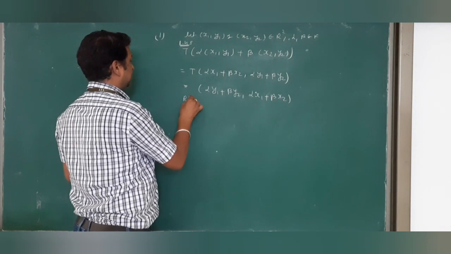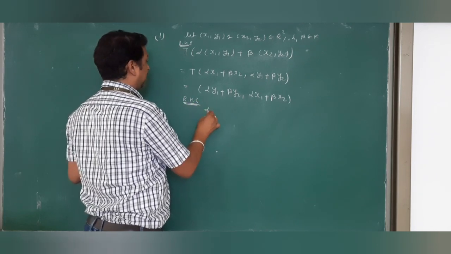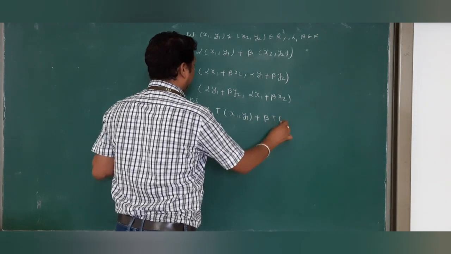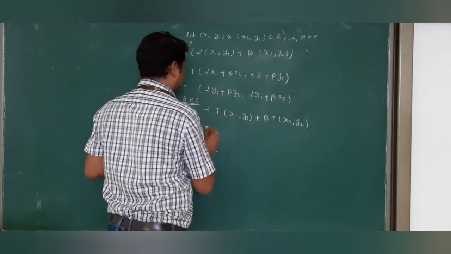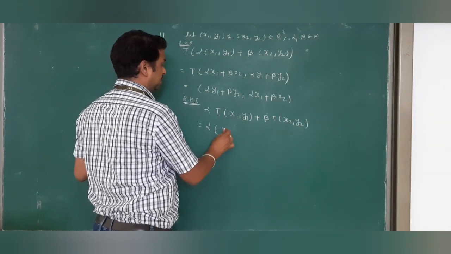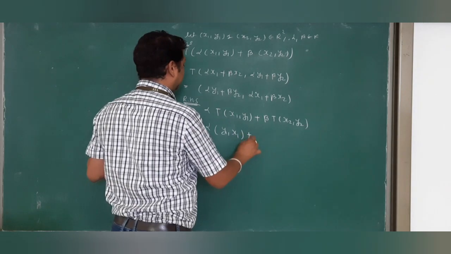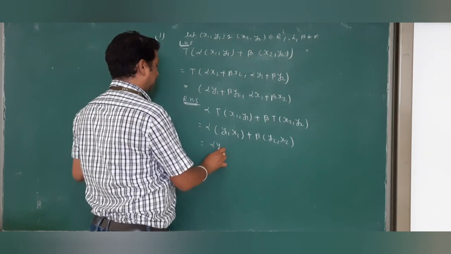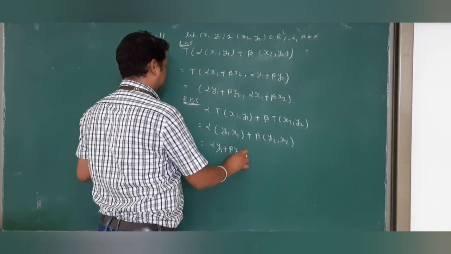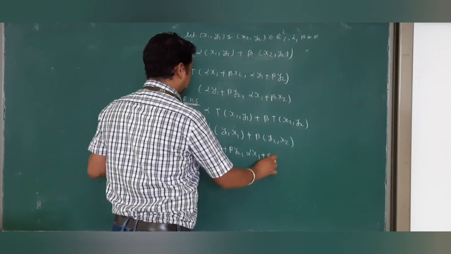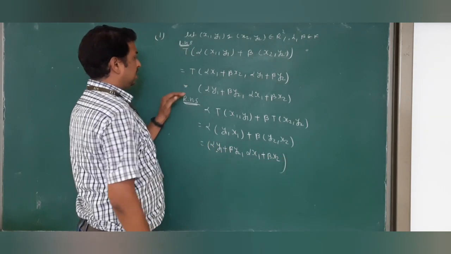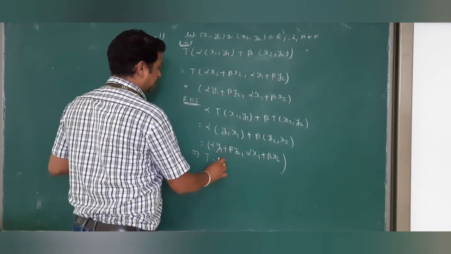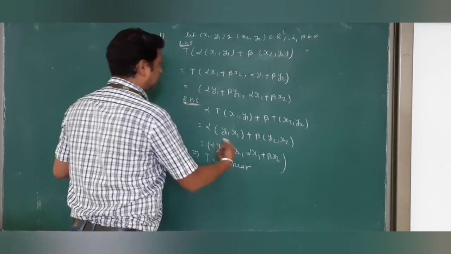Now what is the RHS? RHS is alpha T of (x1, y1) plus beta T of (x2, y2), the second element. Now we calculate the value. What is the value of this? (y1, x1). What is the value of this? (y2, x2). So what is the image? (alpha y1 plus beta y2, alpha x1 plus beta x2). See, LHS is equal to RHS. Both are the same. It means T is linear. Similarly, we can do it for anything.